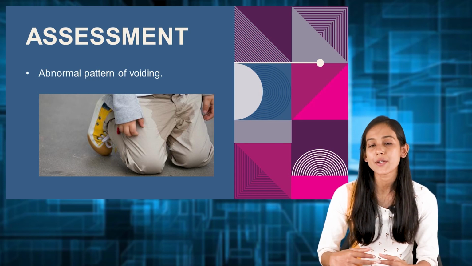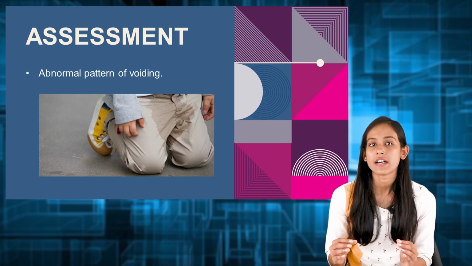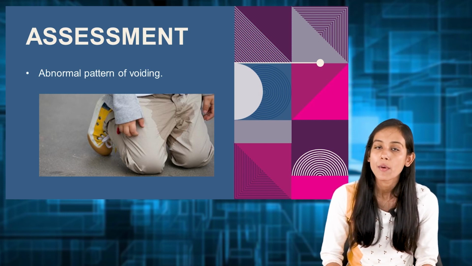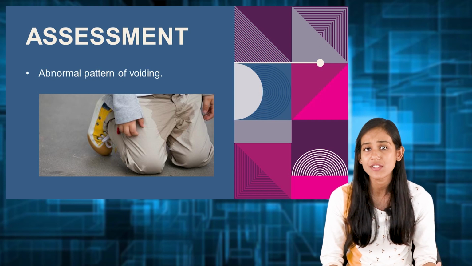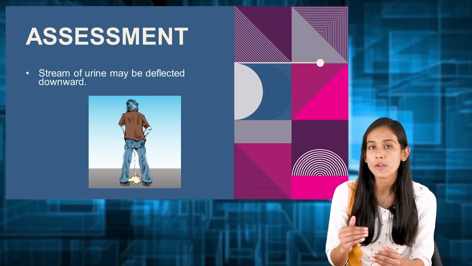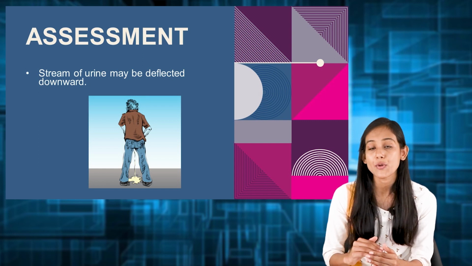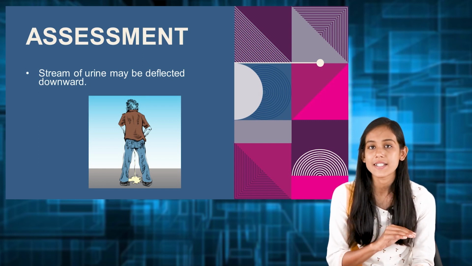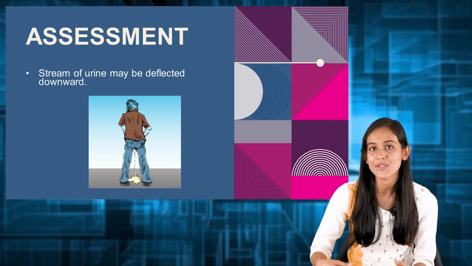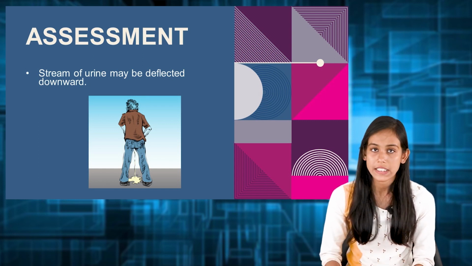Because their urethral opening is not at the proper location, their pattern of voiding will be different in these children. You can also see that the stream of urine would be deflected downwards, because again the urethral opening is at the ventral surface. It's below, right? So that's the reason the stream of urine will deflect downward.